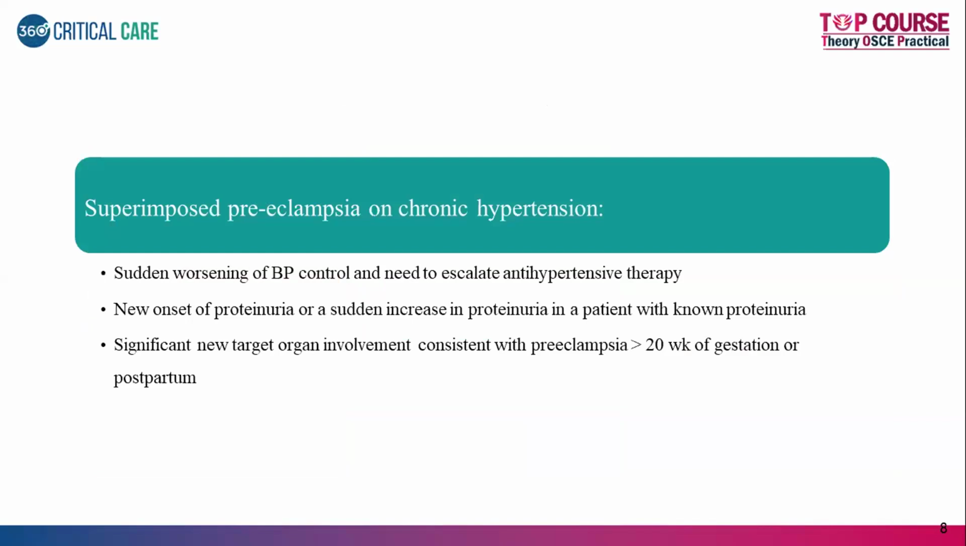Now, what is superimposed preeclampsia on chronic hypertension? It is nothing but sudden worsening of BP control and need to escalate your antihypertensive therapy, or a new onset of proteinuria or a sudden increase in proteinuria in a patient with known proteinuria, or significant new end organ involvement which is consistent with preeclampsia, that is, more than 20 weeks of gestation or postpartum.